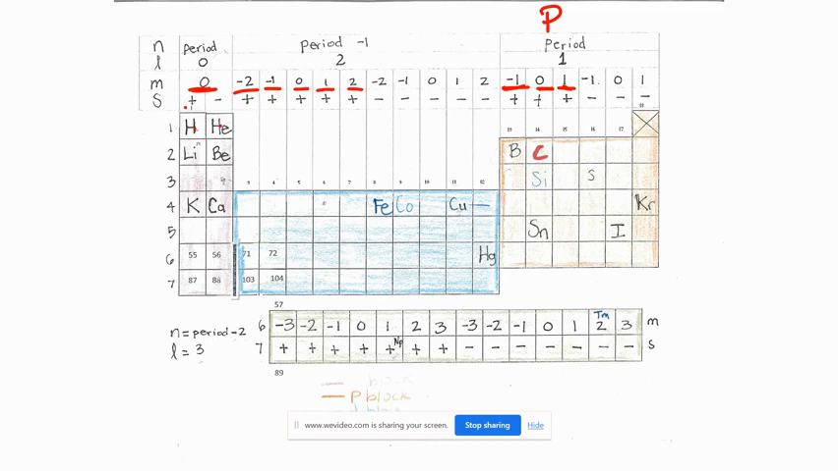Your F orbital is going to have how many bunk beds or how many lines for your orbital diagram? Which one? F. 7. Yep. So here are your 7 bunk beds. And then you can double up the bunk beds once you run out of lines.